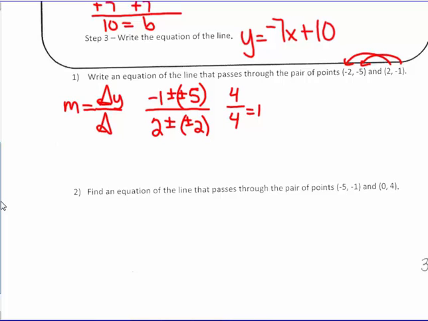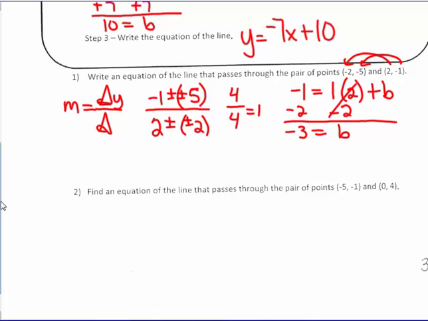So I know my m. So y equals mx plus b. It doesn't matter which point I choose; I'm going to choose the second one, so -1 is equal to 1, my slope, times my x, which is 2, plus b. So that's 2. Subtracting 2 from both sides, I get -3 is my b. So my equation is y equals 1x, which I don't have to write the 1, minus 3. y equals x minus 3.